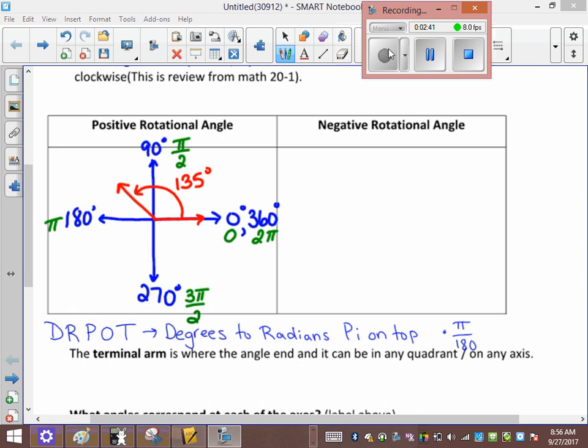And please never give a rounded decimal unless it asks you for radians to the nearest hundredth or something. And why would it ever do that? Because that's just silly, because that's rounding, and I don't like rounding. Why would they ever do that? Okay. So what do you get in radians for 135? 3 pi over 4. Because 135 divided by 180 reduces to 3 over 4.